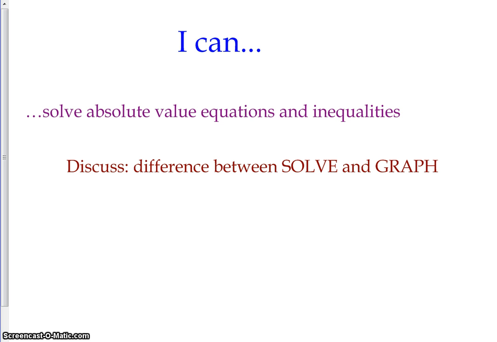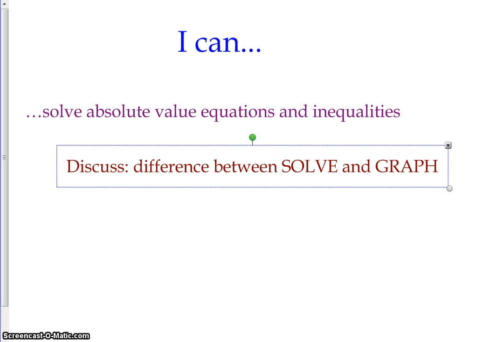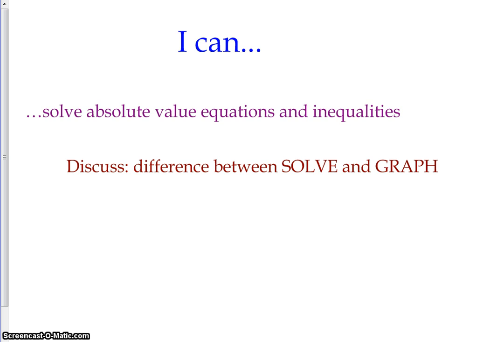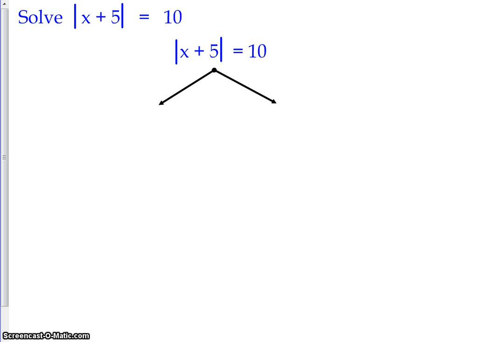So there's a little difference. We've been working on graphing so far. Solving is just finding the solution, and graphing is when we show that solution graphically. Here we actually want to know, for what values of x can I put in where I get out an answer of 10 when I take x, add it to 5, and take the absolute value of it.